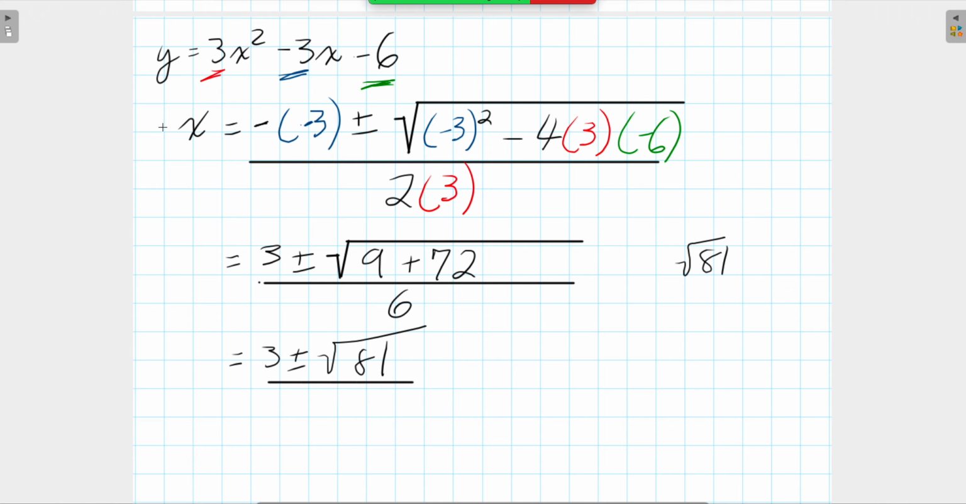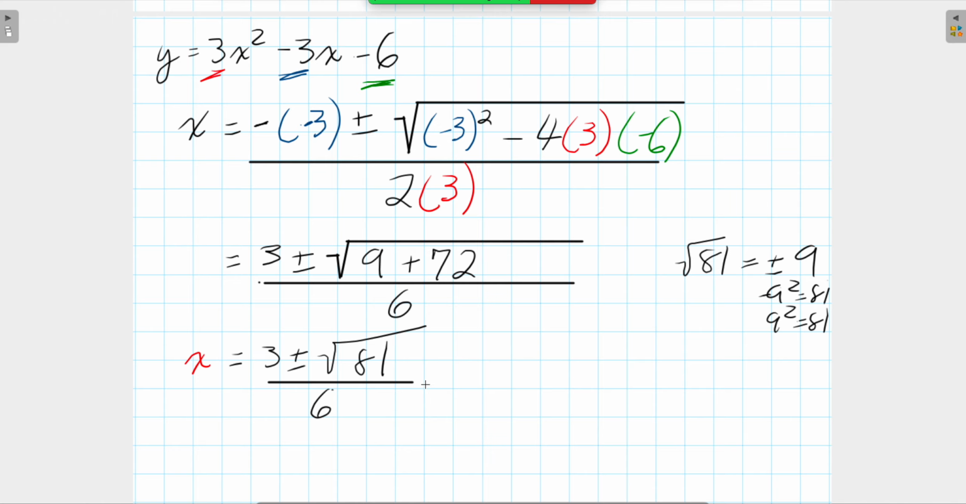Okay, so here we go. Now we're getting into interesting territory. Divided by 6. The square root of 81 we know is 9, but this is where I was talking about. The square root of 81 is actually plus or minus 9. In other words, negative 9 squared equals 81 and positive 9 squared equals 81. So we have 2 sets of answers. So we end up with 2 solutions here, okay?